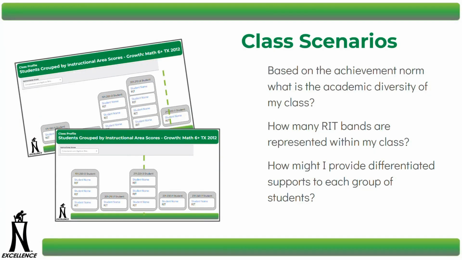Now let's look at some class scenarios. We're going to look at things like, based on the achievement norm, what is the academic diversity of my class? How did they score and why? How many RIT bands are represented within my class? You might have some classes that are very close in their scoring, and some a little bit more diverse. And how can I provide supports to reach each group of students? If you have a student who scored really high on their RIT band, and another student who scored really low, what are the supports that I need to provide for those students?